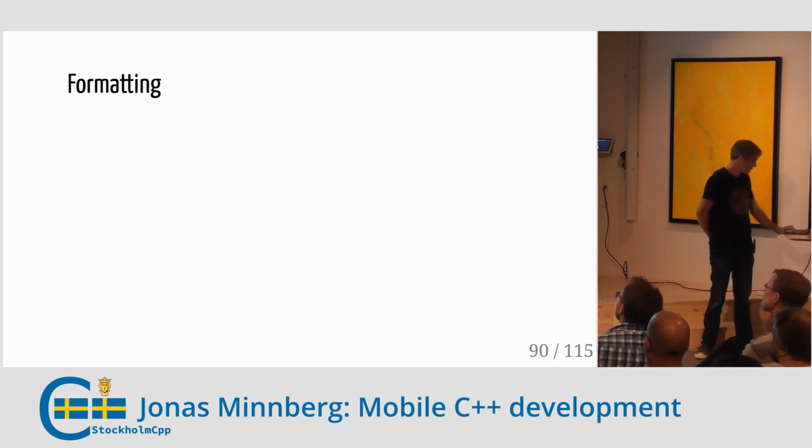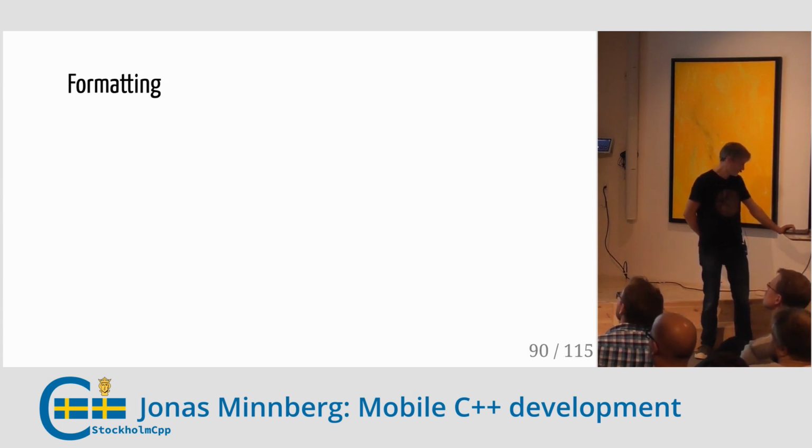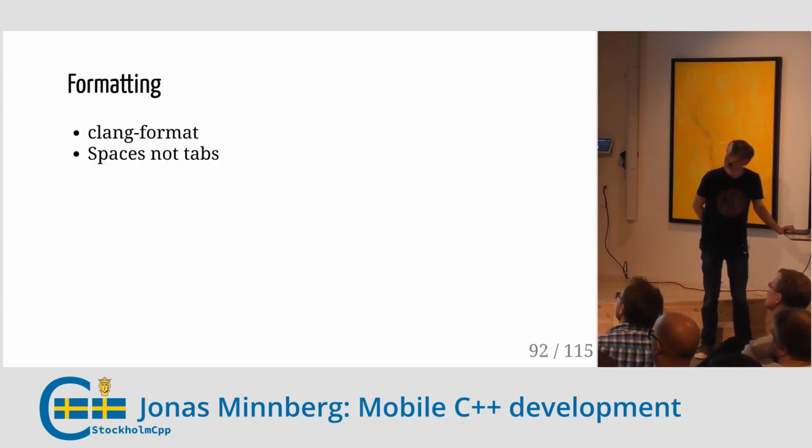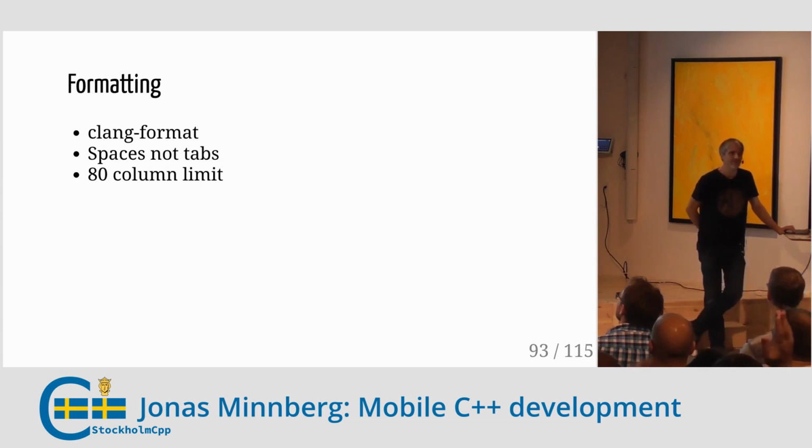And the last part of this section is formatting, and I'm just going to say what we have done here. Clang format everything, spaces not tabs, 80 column limit. So who here agrees with all of this? And who has a problem with the 80 column limit? Yeah, that's what I figured.